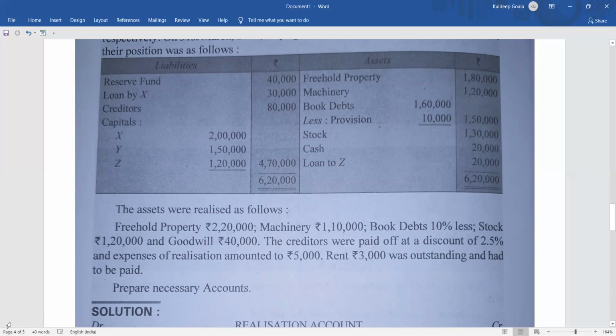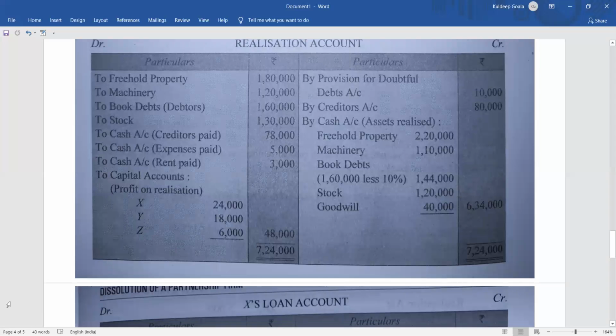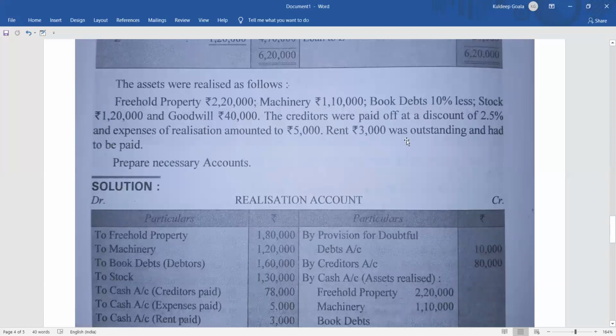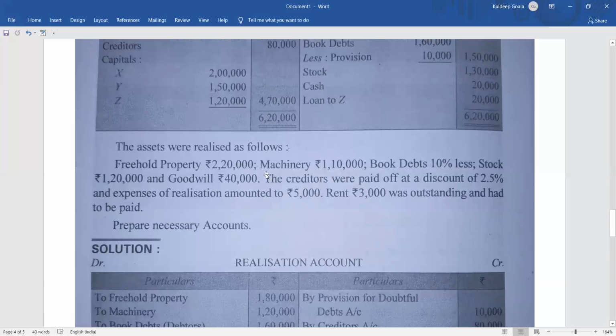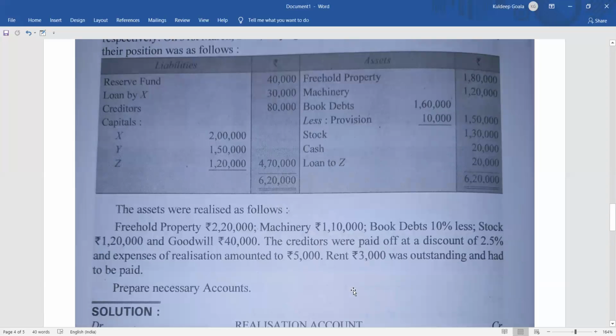The entry will be like this: realization account debit to cash account 3,000, the rent paid. Now all the entries related to realization are over. There are no more entries.